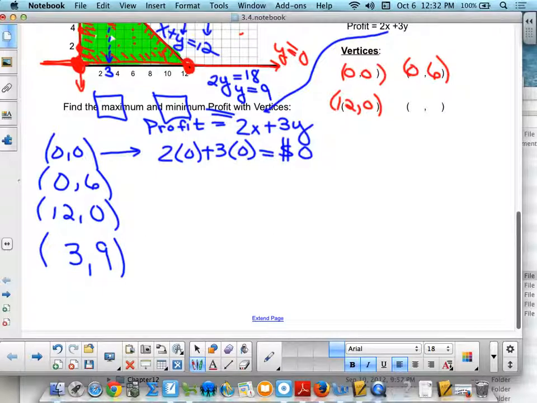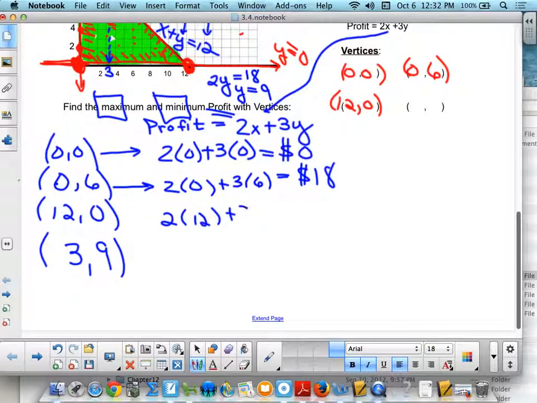But we're also looking for the max. So what if I produce 0 computers and 6 software items? 2 times 0, 3 times 6. What'd you make? 18. $18. Okay. 12, 0: 2 times 12 plus 3 times nothing gives you 24.